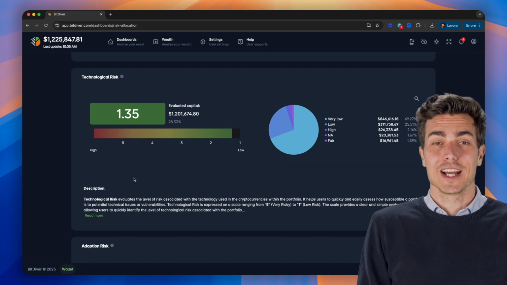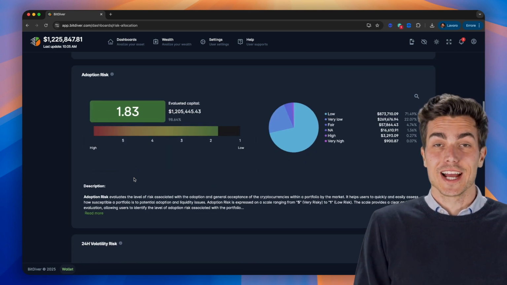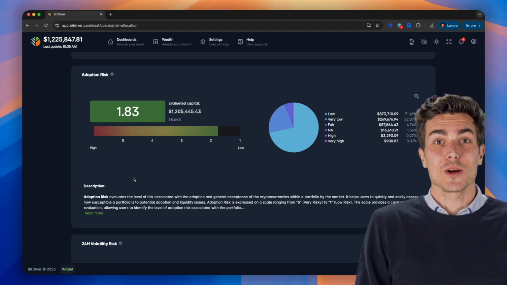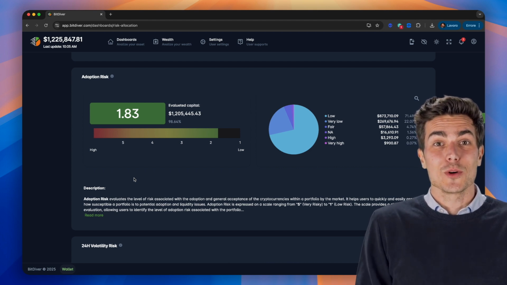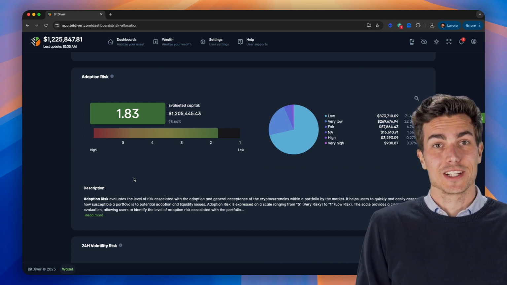Adoption risk measures how widely accepted, used, and integrated your portfolio's cryptocurrencies are in the market. A low risk suggests popular assets with a solid user base. A high risk may point to less known cryptocurrencies or those with fewer real-world applications, and therefore greater uncertainty about their future.